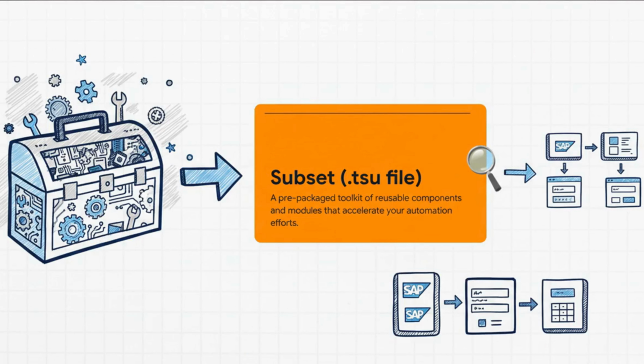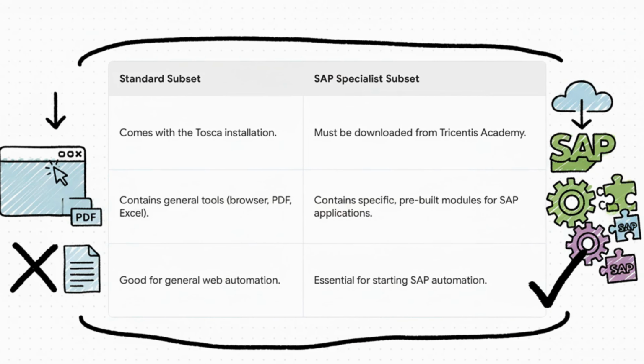Now, subsets, that's a little different. The best way to think about these is like specialized toolkits. A subset is actually a file, a .tsu file, and it's basically a pre-packaged bundle of reusable stuff. It's designed to give you a huge head start with pre-built components for specific tasks, so you're not stuck building everything from scratch.